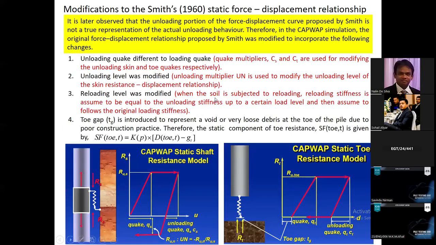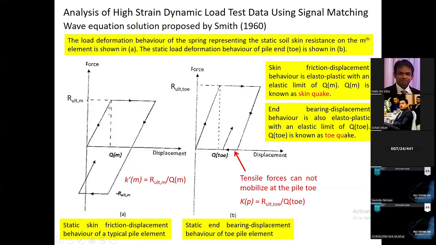Smith, let me come back to this. This is the soil pile interaction model proposed by Smith. But later they found that this does not represent the real soil pile interaction response. It also does not represent the real toe response, because Smith assumed loading and unloading to have the same gradient like this. Loading ultimate and unloading ultimate, he assumed the same value, right? Loading quake, unloading quake, same value. But actually that is not the case.